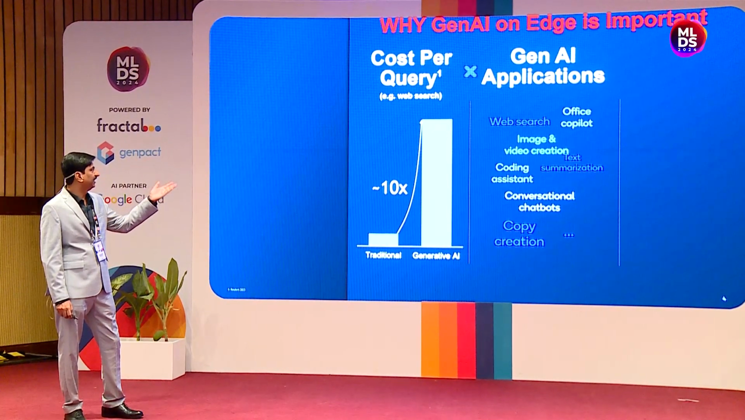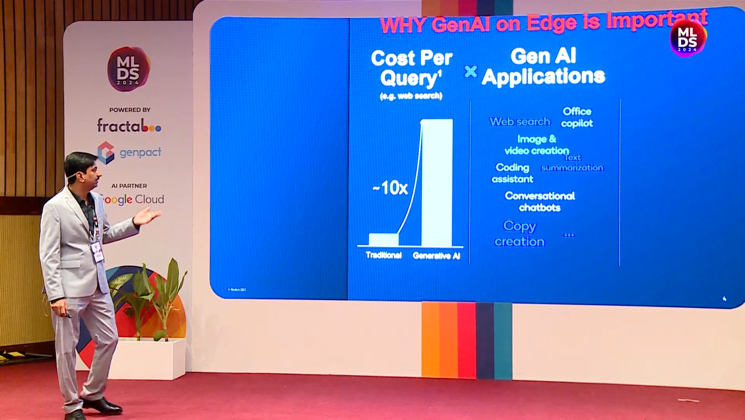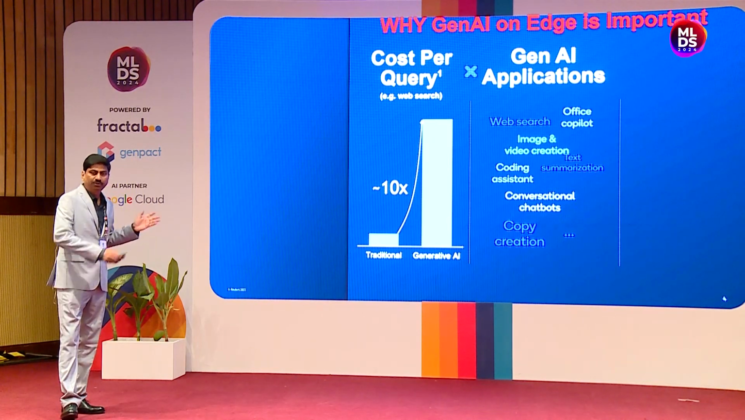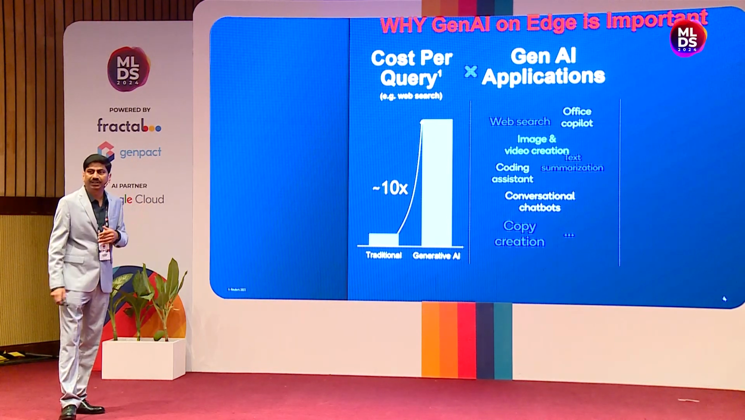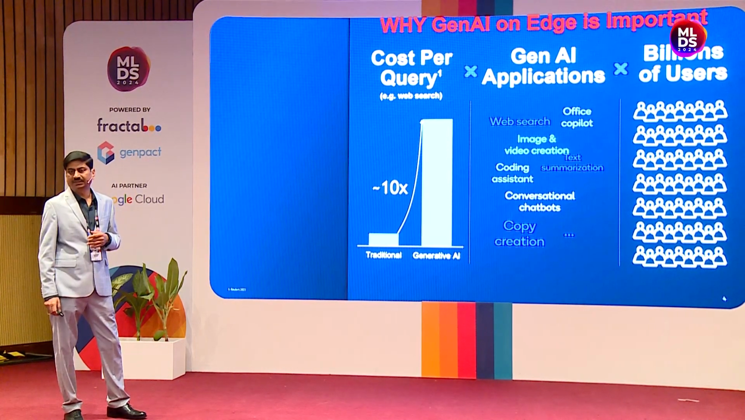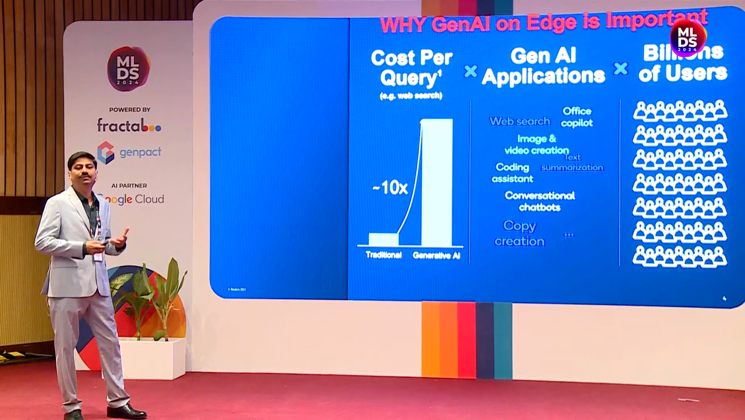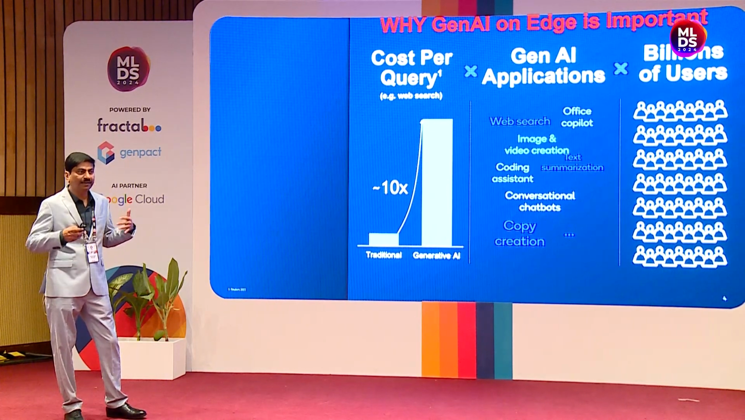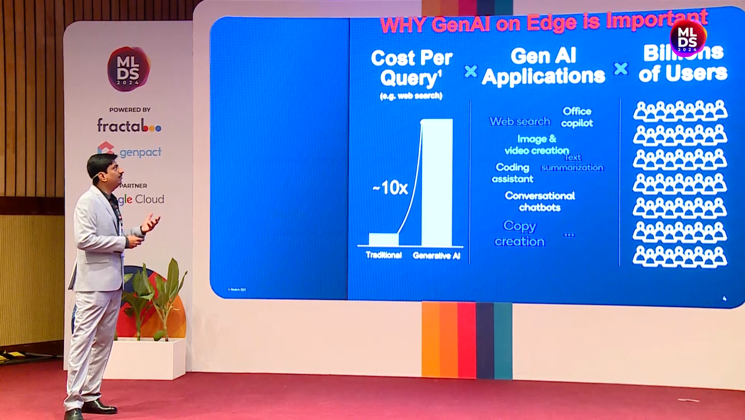A lot from web search, Office Copilot, image creation, coding assistant, chatbot, and whatnot. So it will be multiplied by the number of different use cases in GenAI, and then you multiply by the billions of users. Everybody now directly wants to use GenAI for their day-to-day work. So how do we scale?